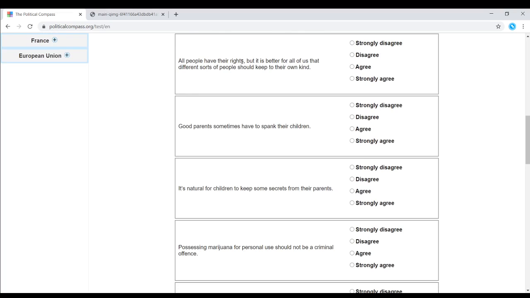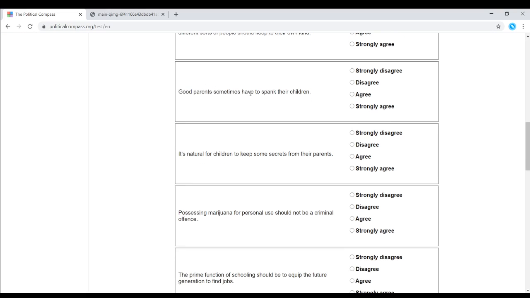All people have their rights, but it is better for all of us that different sorts of people should keep to their own kind. I'm going to disagree with this. I think that as Christians, we should be talking to all sorts of different kinds of people and engaging with all sorts of different kinds of people. But I think that there are barriers when people come from different traditions, different cultures. So I'm going to disagree, but not strongly.